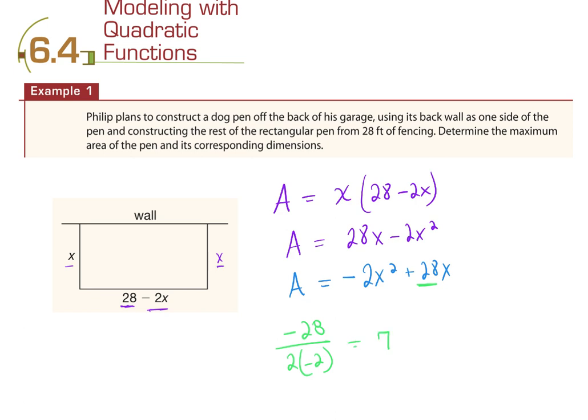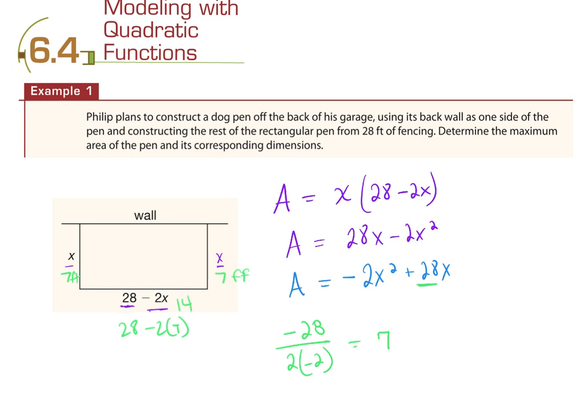division. So 7. Well, what did I solve for? Well, I solved for x, right? What does x represent? Well, in my drawing, x represents this and this. So I used up 7 feet here and 7 feet here. Well, how do I find my other dimension? Just plug it in, right? 28 minus 2 times 7. What's my other dimension here? Should be what? 14, right? So 28 minus 14, that should be 14.